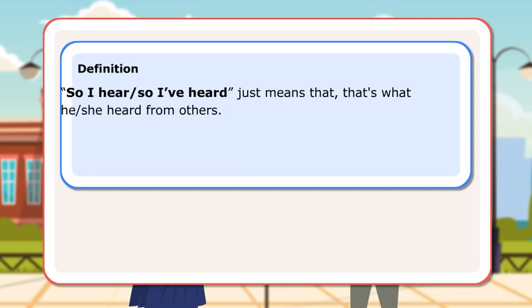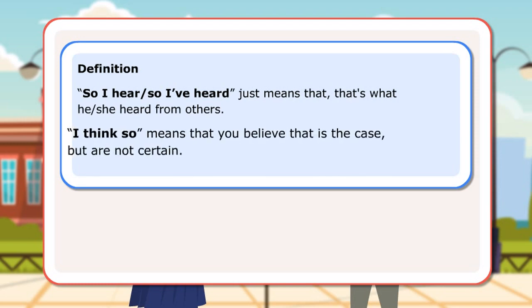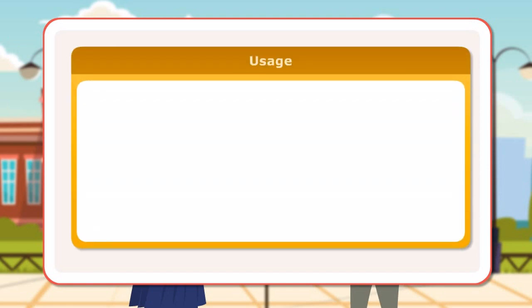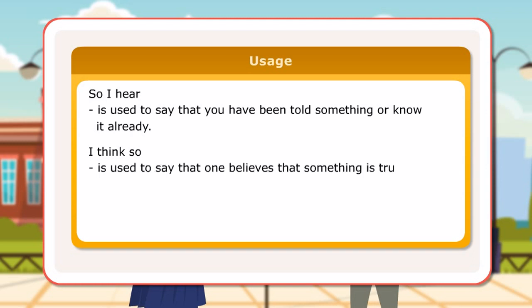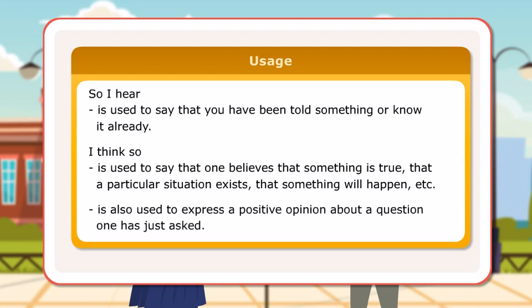Definition. So I hear or so I have heard just means that that's what he or she heard from others. I think so means that you believe that is the case but are not certain. Usage. So I hear is used to say that you have been told something or know it already. I think so is used to say that one believes that something is true, that a particular situation exists, that something will happen, etc. It is also used to express a positive opinion about a question one has just asked.